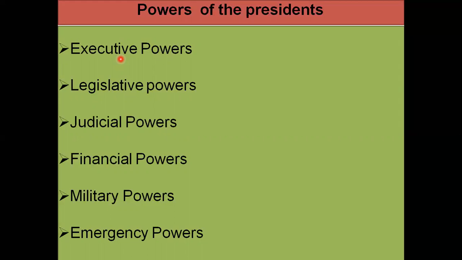The Attorney General and Auditor General are also appointed by the President of India. All state governors are also appointed by the President of India. The chairman and members of the Finance Commission, the chairman and members of the Union Public Service Commission, and the members and chairman of the Election Commission are also appointed by the President of India. In all countries, ambassadors are also appointed by the President of India.